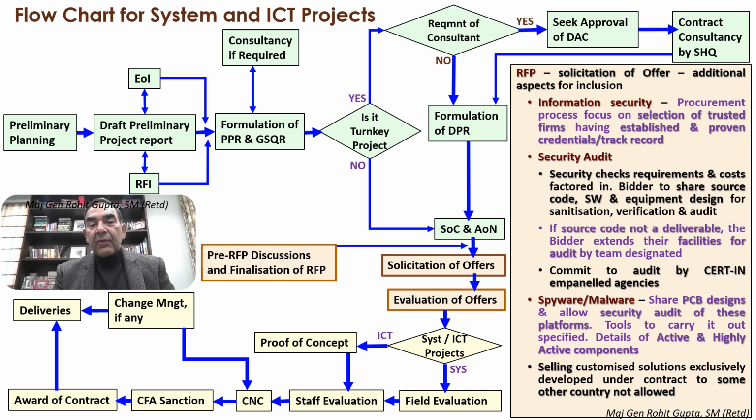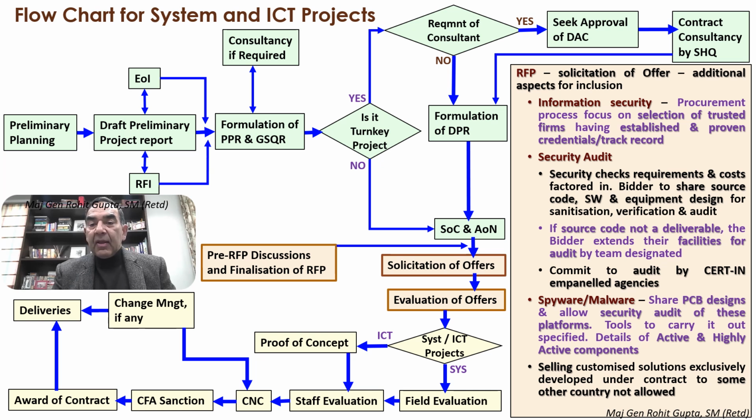After the acceptance of necessity has been taken from the approving authority, the first step would be a pre-RFP discussion in order to finalize the RFP. This is extremely important, especially in these systems, as well as in the rest of the procurement process. Thereafter, it is the solicitation of offer, which is the issue of the RFP, and the evaluation of the offers that have come in response from the vendors.